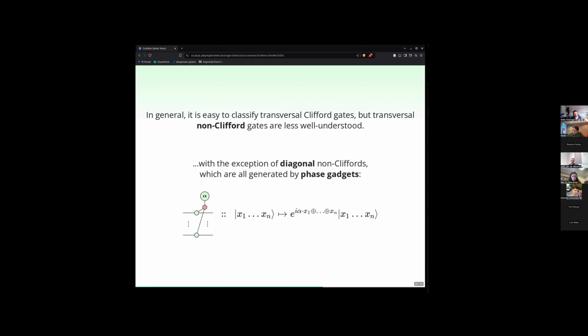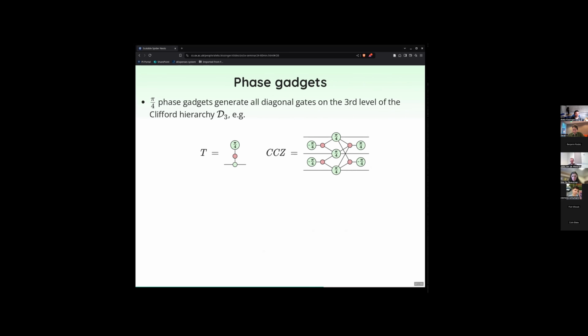The diagonal non-Clifford gates are all generated by these things, which written in ZX notation are called phase gadgets. This is a generating set which generates all the diagonal unitaries. And the convenient thing about taking this set of generators is that if I take a fixed angle on these phase gadgets, I can fix my level of the Clifford hierarchy.